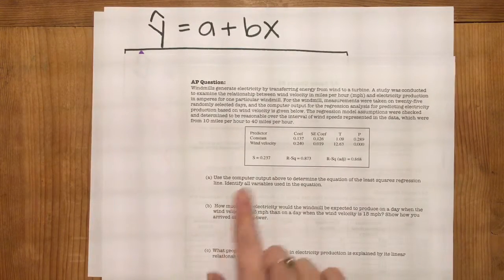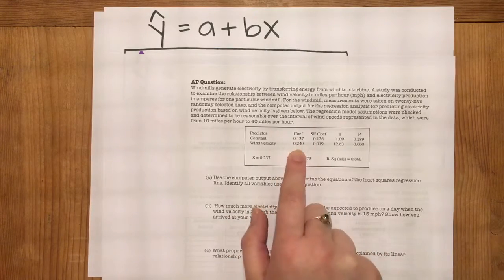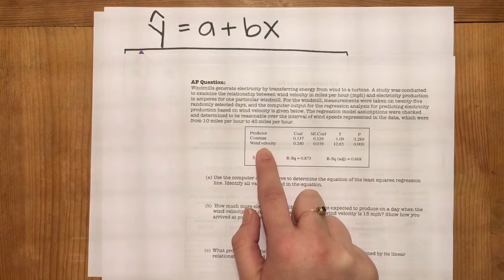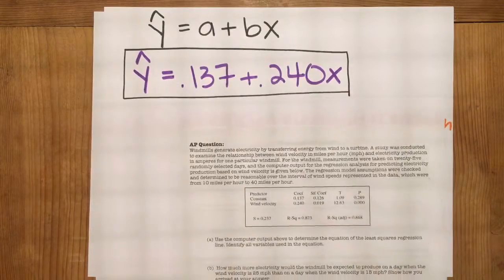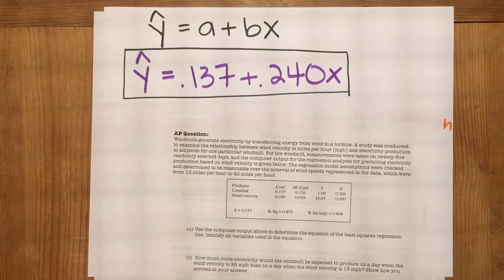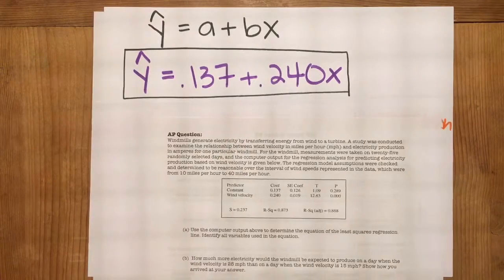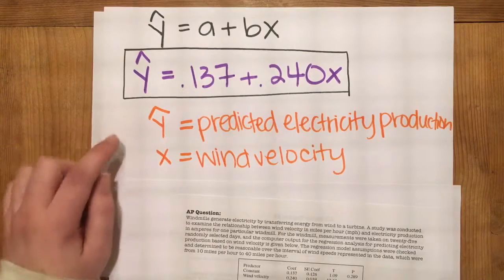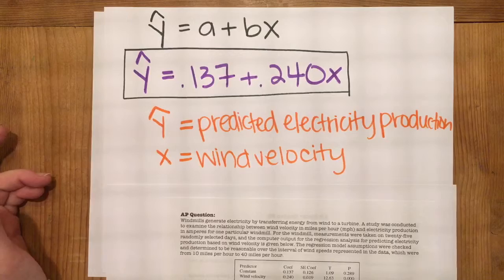the other coefficient that's given is 0.240, and that's the coefficient for wind velocity. Well, wind velocity is going to be changing, so that is going to be our b value. So the finished equation is y hat equals 0.137 plus 0.240x. And then the rest of the question says to identify all the variables used. So the y hat is the predicted electricity production, and the x is the amount of wind velocity.